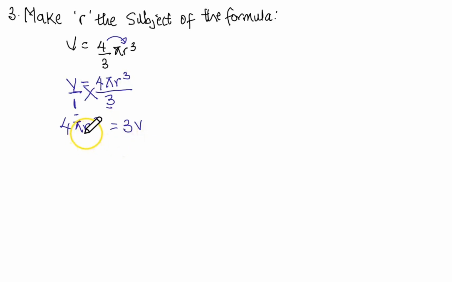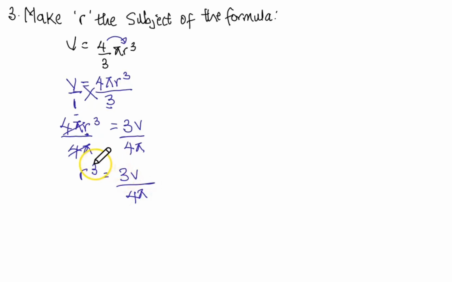Now, mind you, we are interested in R. So we are going to divide every other thing that is attached to R. In this case, what's attached is 4 pi because they are multiplying. So we are going to divide both sides by 4 pi. So when we divide, 4 pi will cancel out 4 pi. So we now have R cube is equal to 3V over 4 pi.